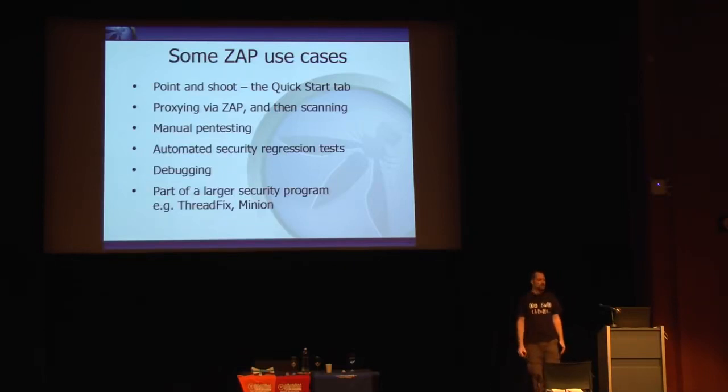So that's very important. And I've said before, ZAP isn't the be-all and end-all. There's a growing number of tools, including things like ThreadFix and Minion, which have a wider scope than just scanning individual web applications, and they make use of ZAP very heavily. So this is a very important use case for us.